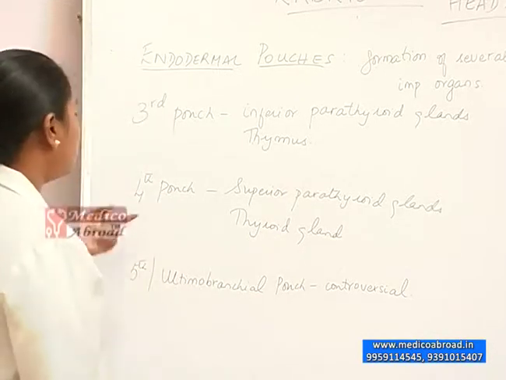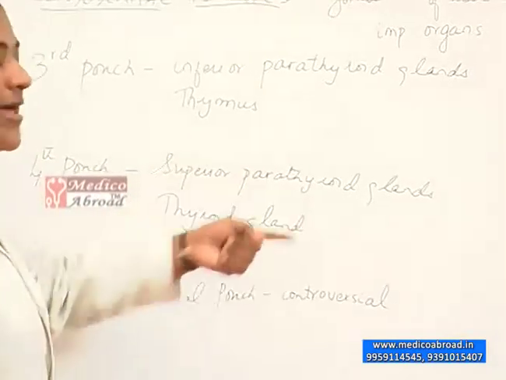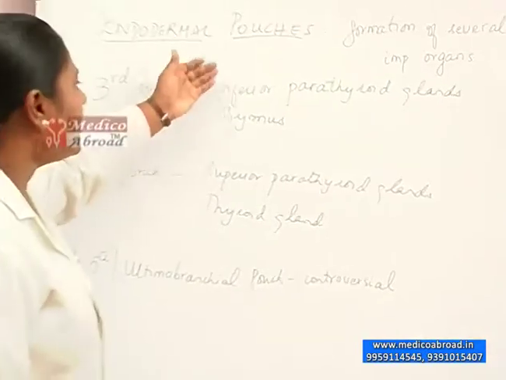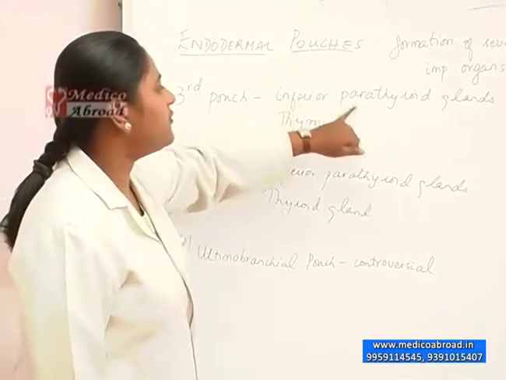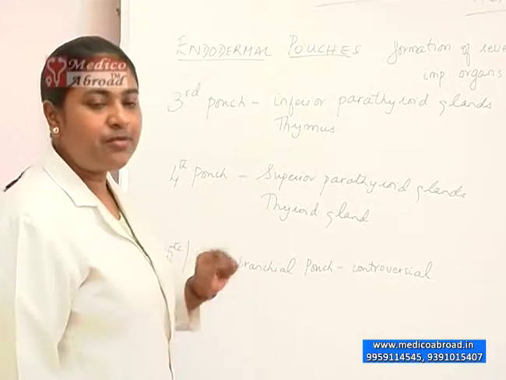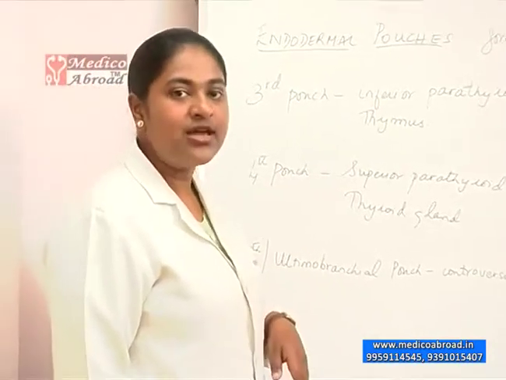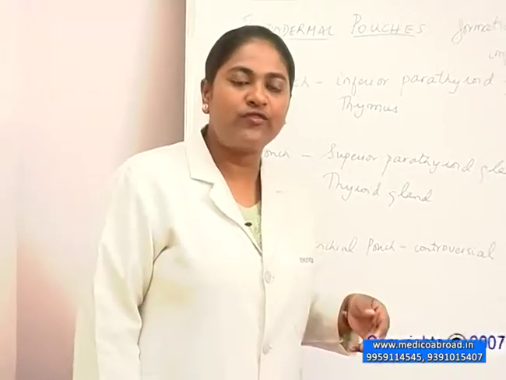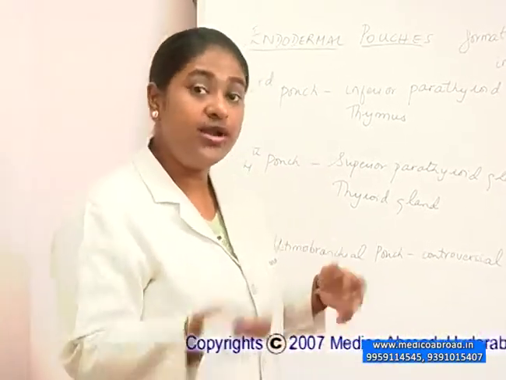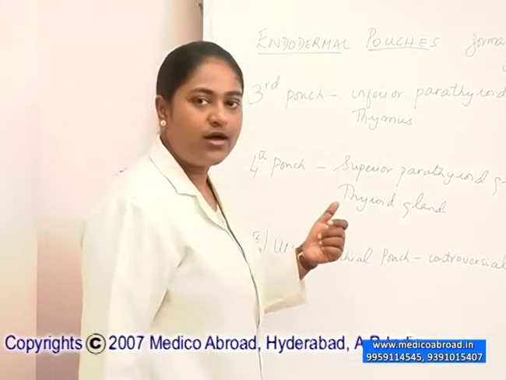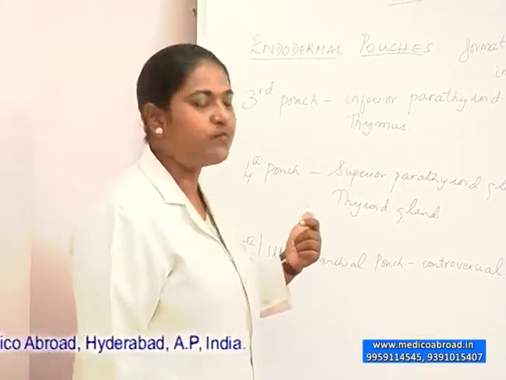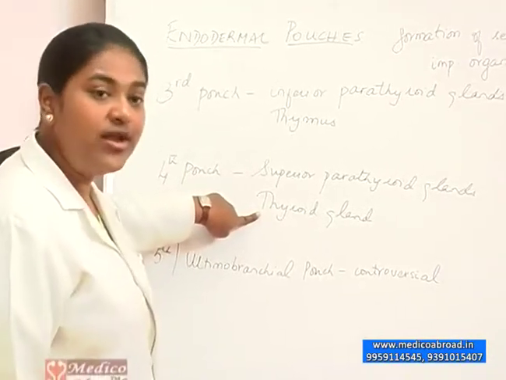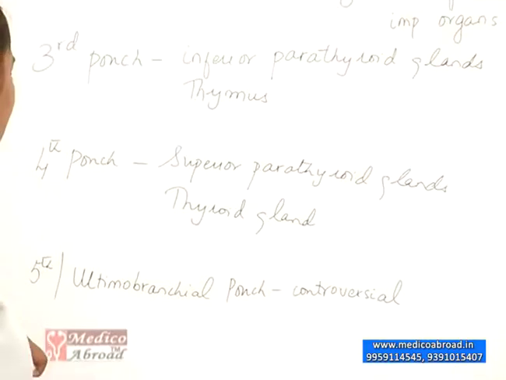Please notice that the fourth pouch gives superior parathyroid glands, whereas the upper pouch, that is the third pouch, gives the lower parathyroid glands, that is inferior parathyroid glands. Third pouch also gives rise to the thymus gland, which is very important in children, and it is known for maturation of the T lymphocytes. That's why they're called T lymphocytes, which are responsible for the immunity of the body. Fourth pouch also participates in the formation of the thyroid gland, an important endocrine gland.